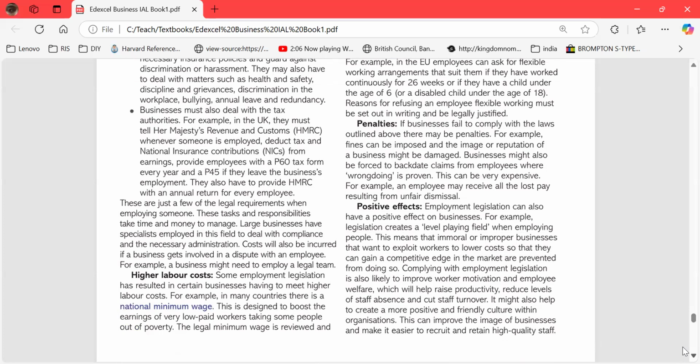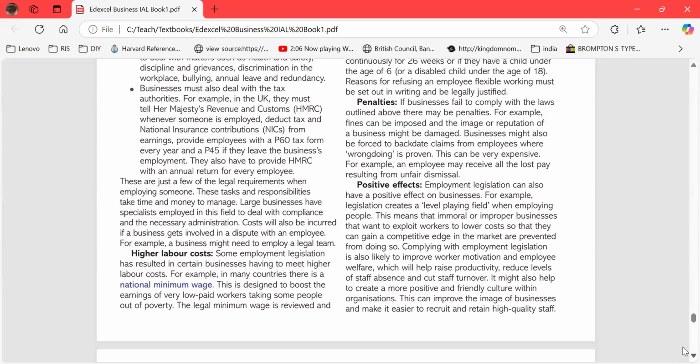But there are some pros, some positive effects as well. It will have a positive effect on the business because the morale of the employees will rise, and lots of immoral activities and exploitation of workers will reduce, and this will improve the motivation as well. These highly motivated employees will lead to better productivity for the business.